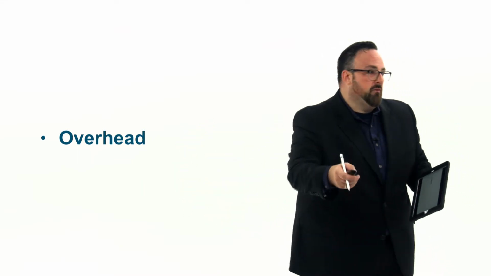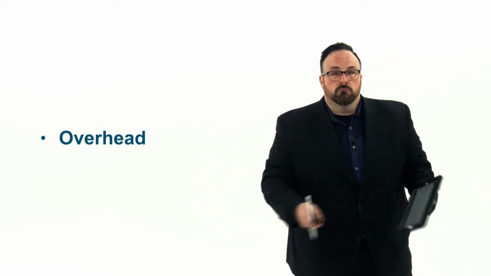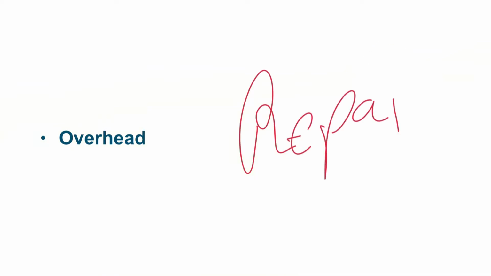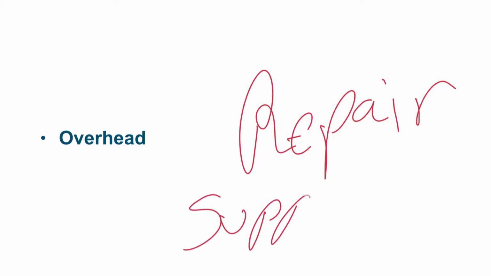Also, you have overhead. You have a facility, you pay rent on it, you lease it. A machine breaks down, you need to repair it. Also, supplies. It could be a small business, it could be a box of pens. It could be a large business, it could be 10,000 desks.